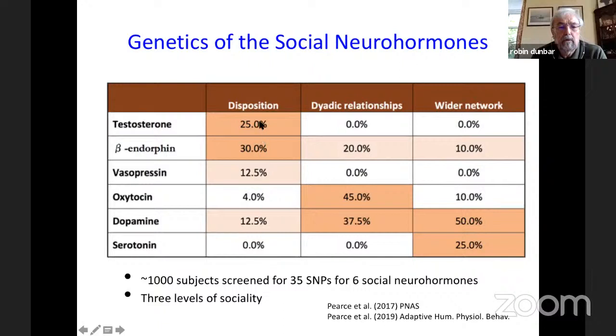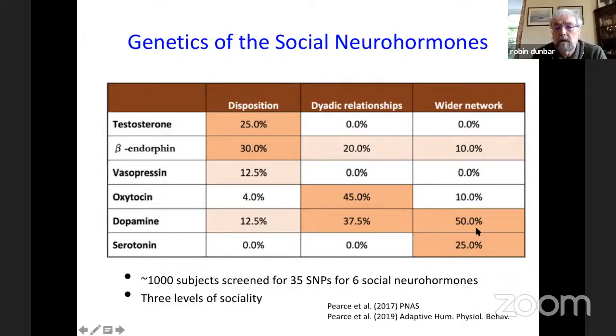And you can see here that beta endorphin really very strongly affects your predisposition, as does testosterone, but in terms of dyadic relationships, and to a lesser extent wider networks, beta endorphin is really the one that has the key effect. Oxytocin comes out strongly, but it only works in terms of dyadic relationships, and actually that correlation goes down dramatically if you control for beta endorphin alleles at the same time.